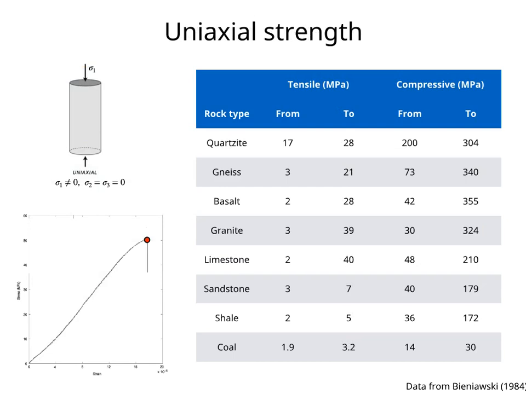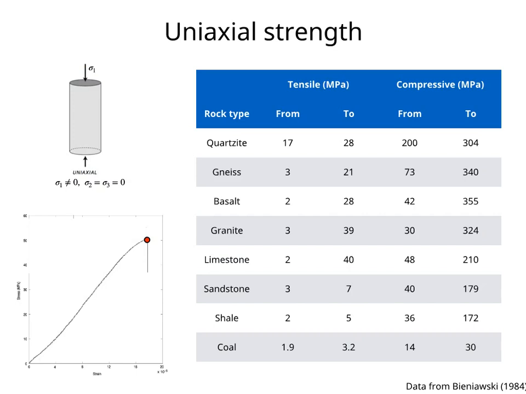Let's look now at the inelastic part and failure of the stress-strain curve. This table shows the uniaxial tensile and compressive strength of different types of rocks. Rocks are weaker in tension than in compression, about 1 to 2 orders of magnitude.